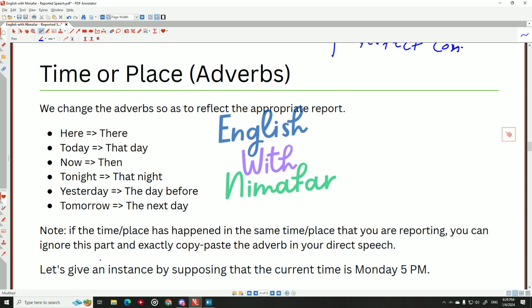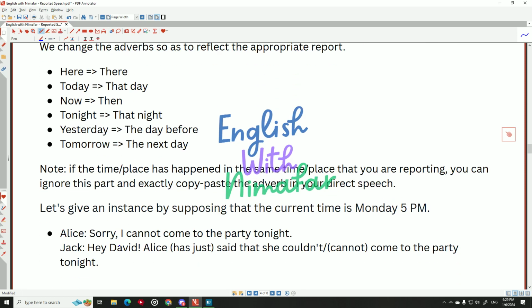If the time or place has happened in the same time or place that you are reporting, for example, he's still playing, or you have just said something, you can ignore this part, forget this part. And you can also ignore backshifting. You can just say it with the same structure.